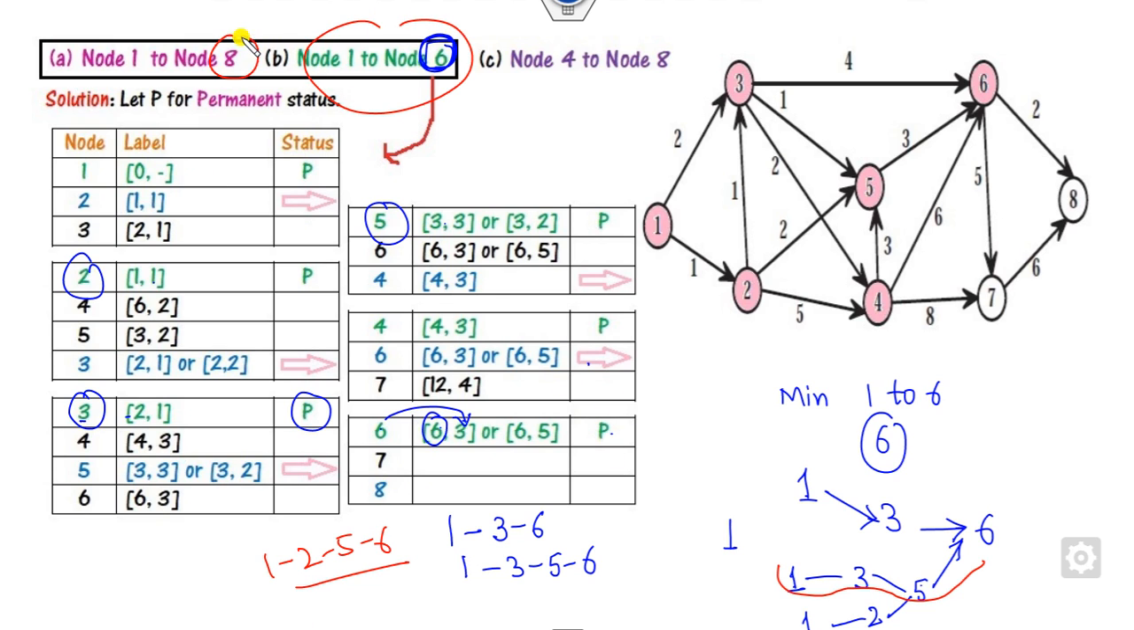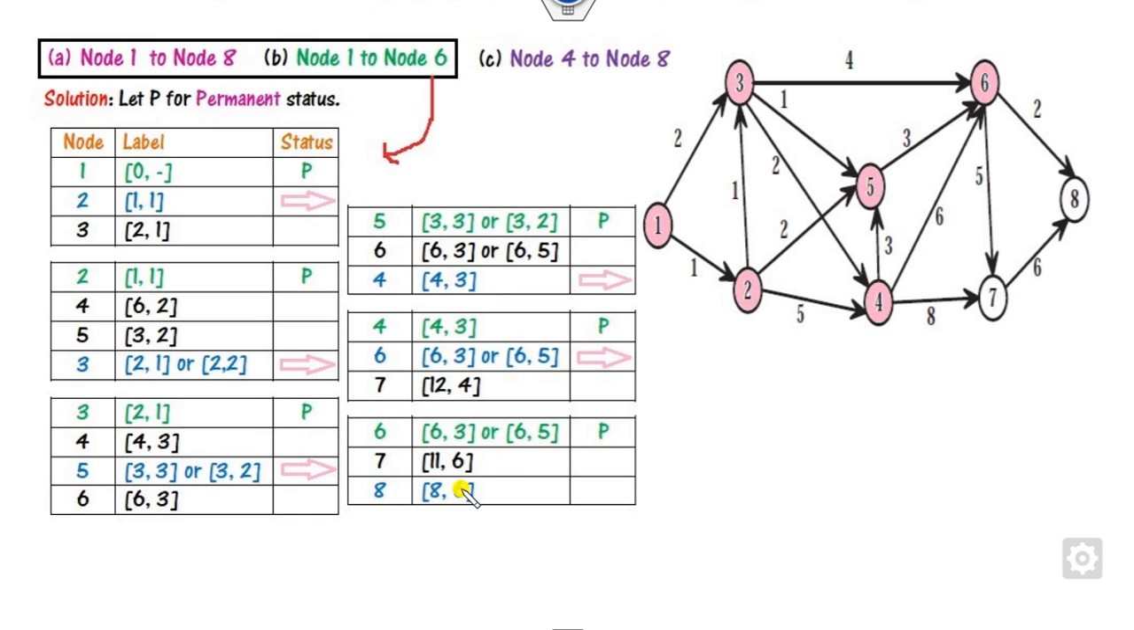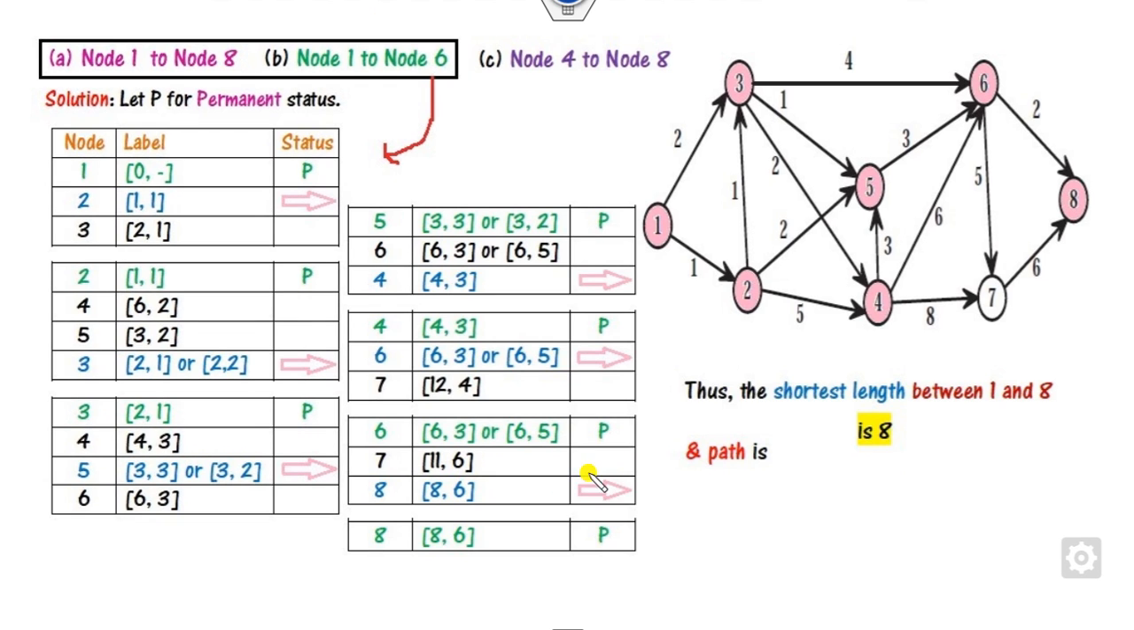But how can you find this one? You can take them another way until you get 8 as permanent. Now you can see this is my permanent. What is the minimum distance of 8? What is the path from 1 to 8? 8 is permanent due to 6, 6 is permanent due to 3, 6 is permanent due to 5, 3 is permanent due to 1. So one path is 1 3 6 8.